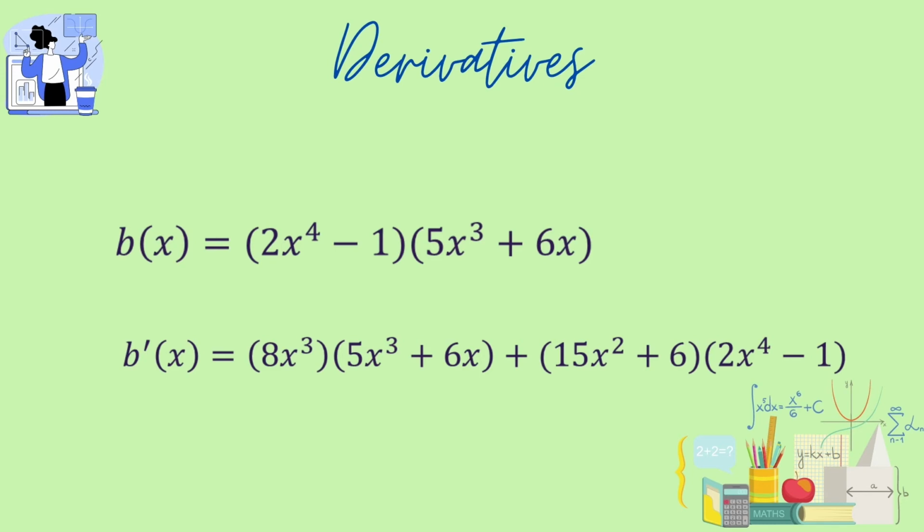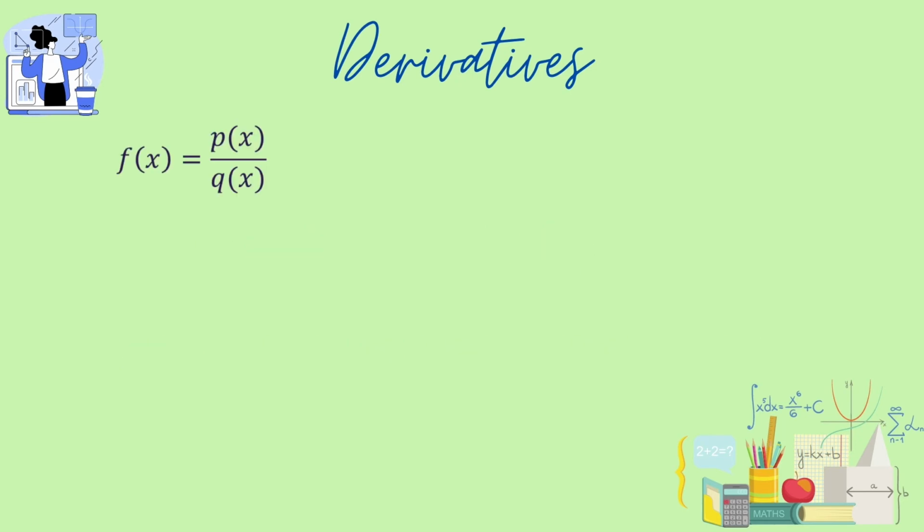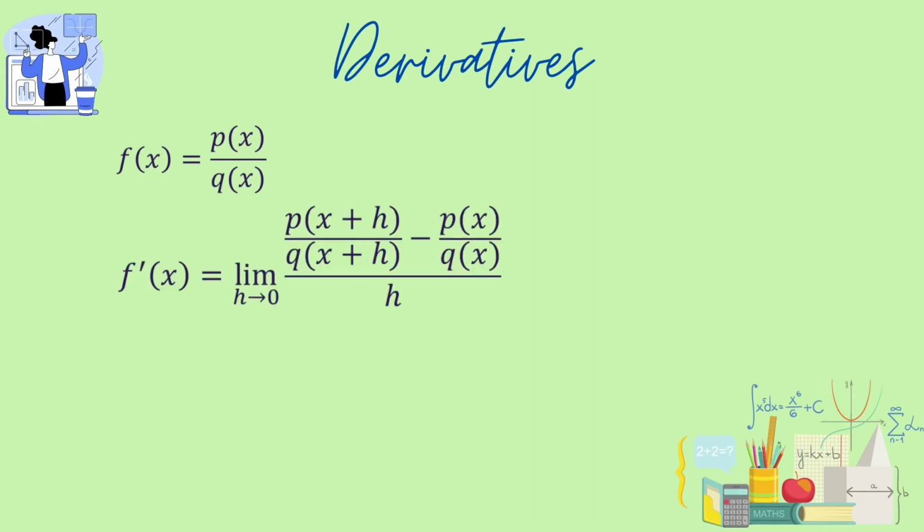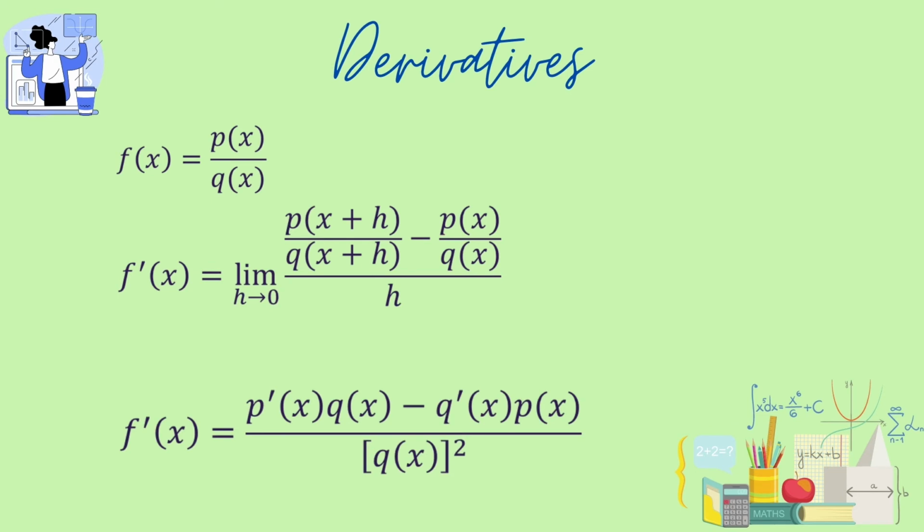For the next operation, we are given the quotient of two functions. Given f of x equals p of x over q of x. Applying the definition of the derivative and the strategy similar to the one used in the proof for the product rule, we are given that f prime of x is equal to p prime of x times q of x minus q prime of x times p of x, all over the square of q of x.